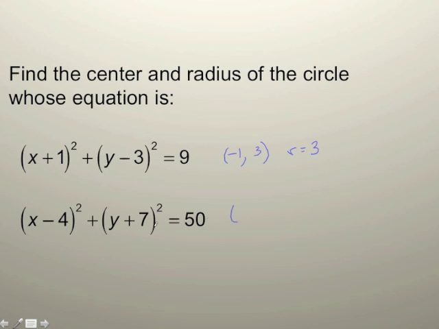Again, it's x minus h, so h is 4, y minus k, so k must be -7, and the radius is the square root of 50. Oh, but 50 is 25 times 2, so the radius is 5 times the square root of 2.